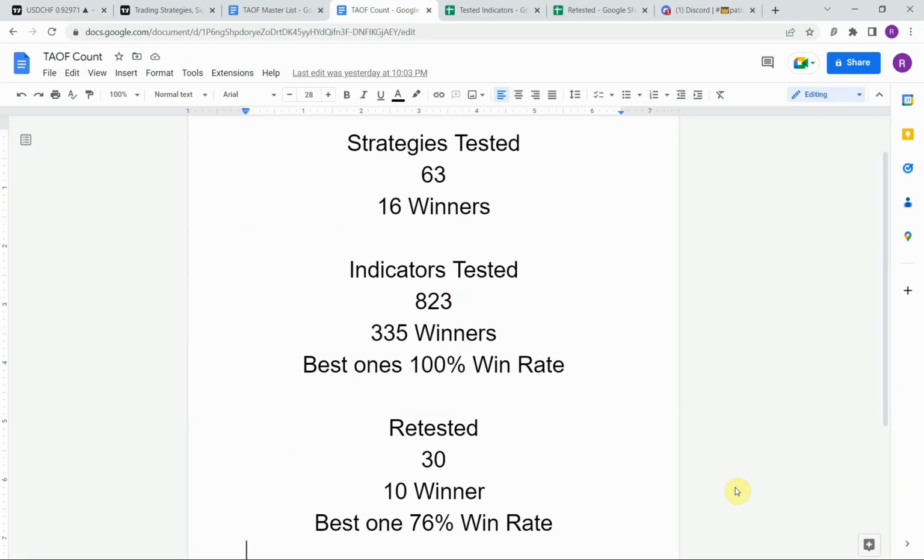Now you need to go back and watch those videos to understand the context of how they were able to achieve that. So go back and watch those videos and see what you can get out of those winning indicators. We've also retested in the advanced testing 30 of the winning indicators. 10 of them have been able to maintain the winning status, the best one a 76% win rate. Now keep in mind that we test most of these strategies and indicators on the Forex and crypto market, but they can be applied to just about any market and time frame universally.